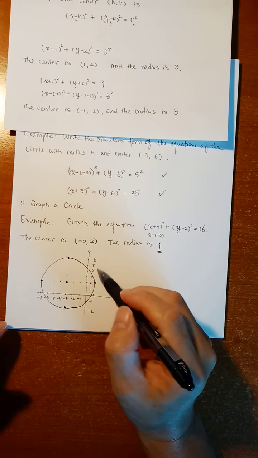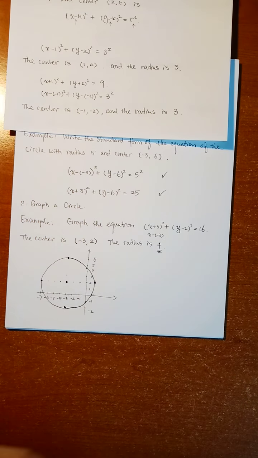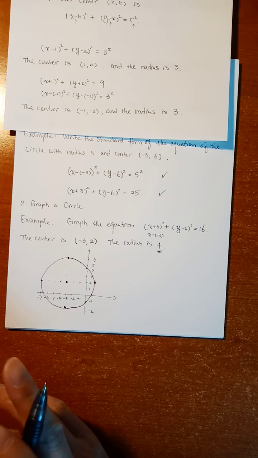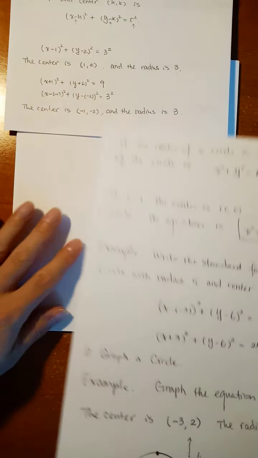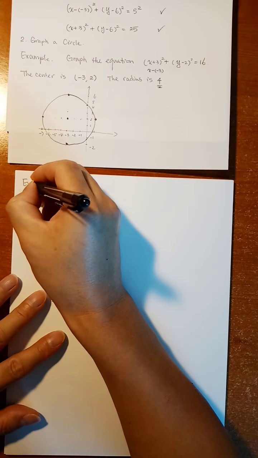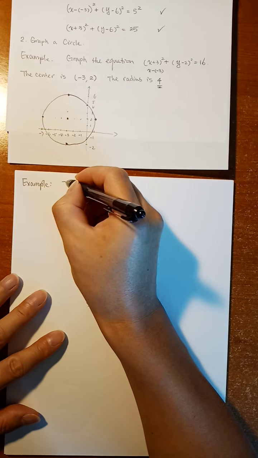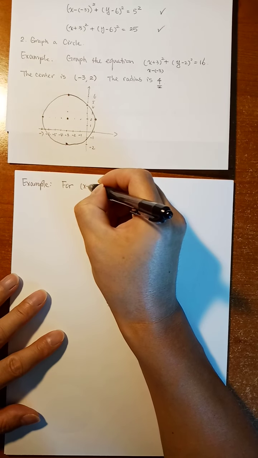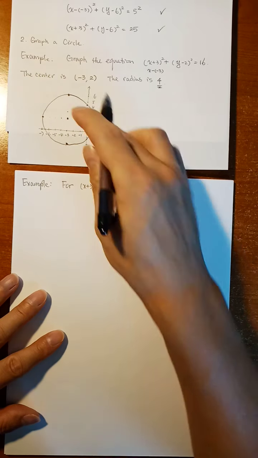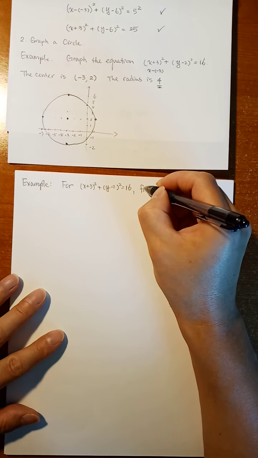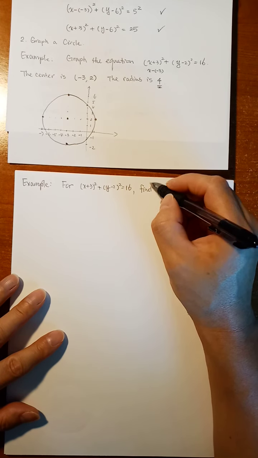Okay, so when you have the graph, you see the intersections. 1, 2, 3, 4. There are 4 intersection points. Let's try to find the intercepts of a circle. For the circle x plus 3 squared plus y minus 2 squared is equal to 16, the same circle, find the intercepts, the xy intercepts.